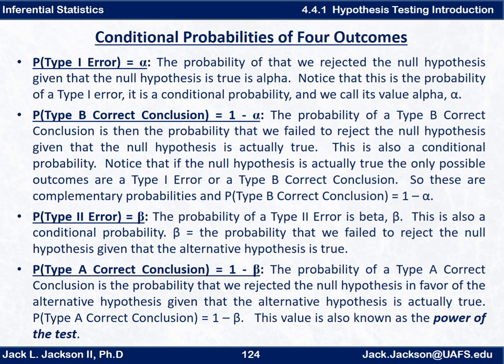Now, on the other hand, if we look at the conditional probabilities where we're given that the alternative hypothesis is true, so the null hypothesis is false. The probability of a type 2 error is beta, and it's a conditional probability. It's the probability that we fail to reject the null hypothesis given that the alternative hypothesis is true. Its complementary probability, 1 minus beta, is the probability of a type A correct conclusion, and that's the probability that we reject the null hypothesis in favor of the alternative hypothesis given that the alternative hypothesis is actually true. So the probability of a type A correct conclusion is 1 minus beta. This value, 1 minus beta, is also known as the power of the test.